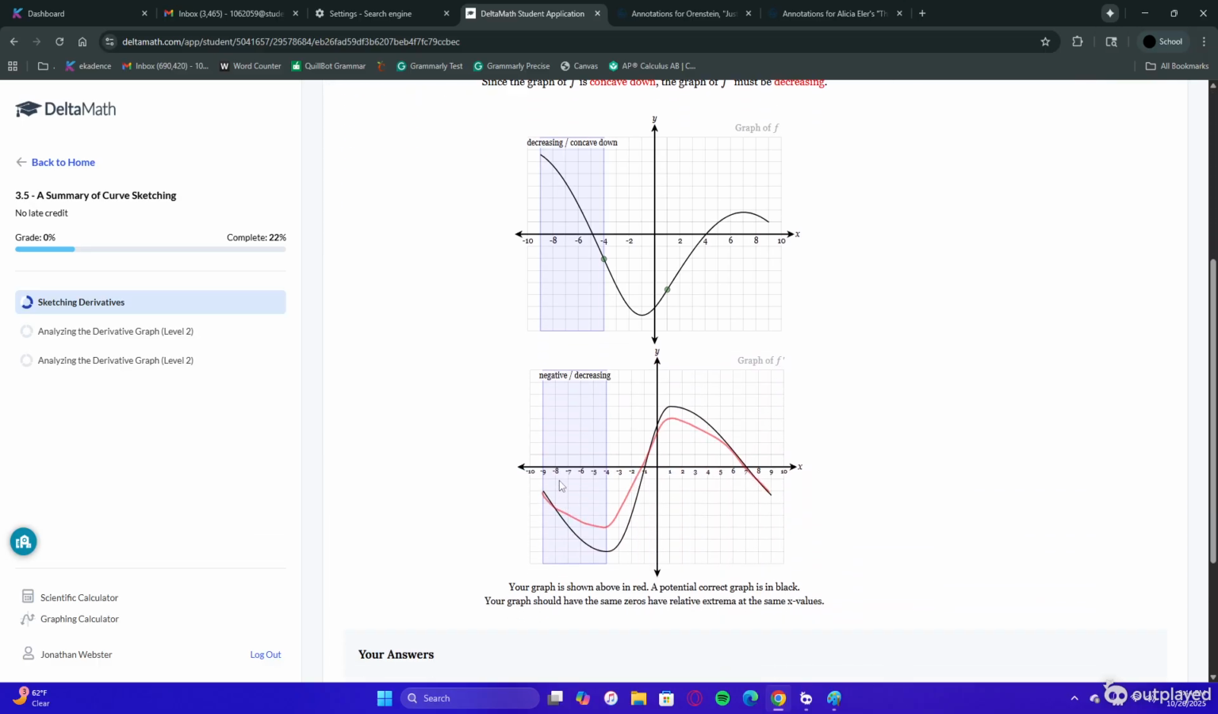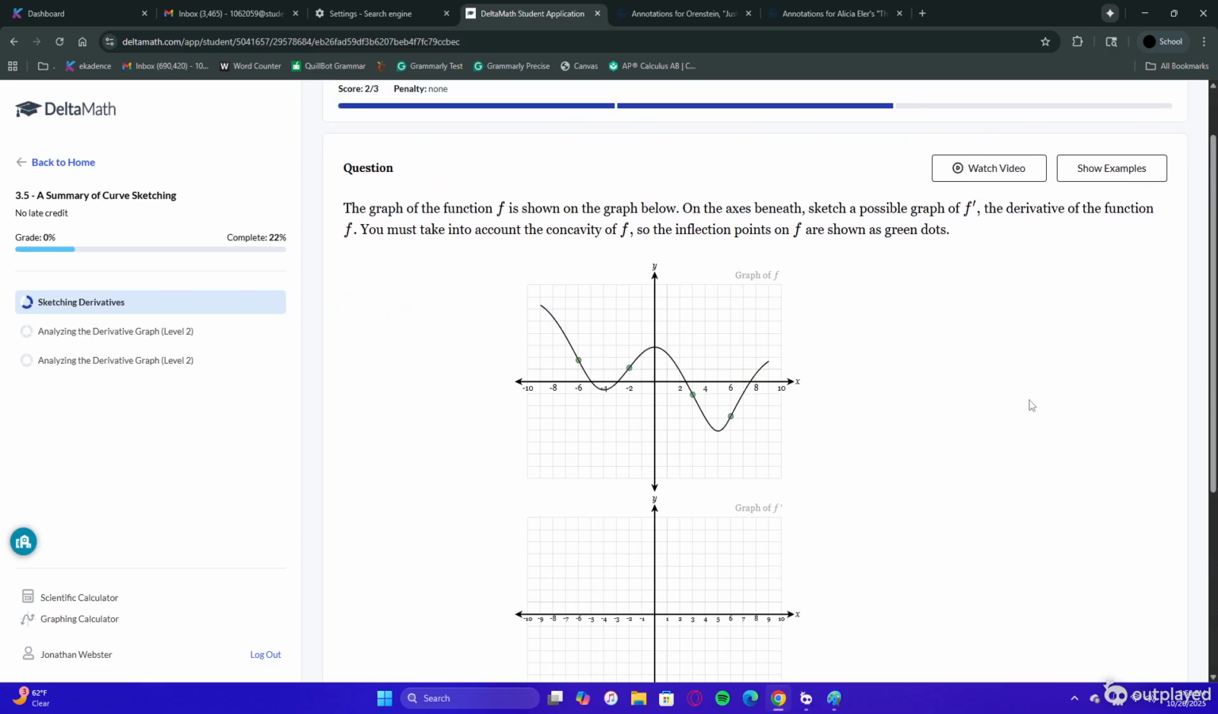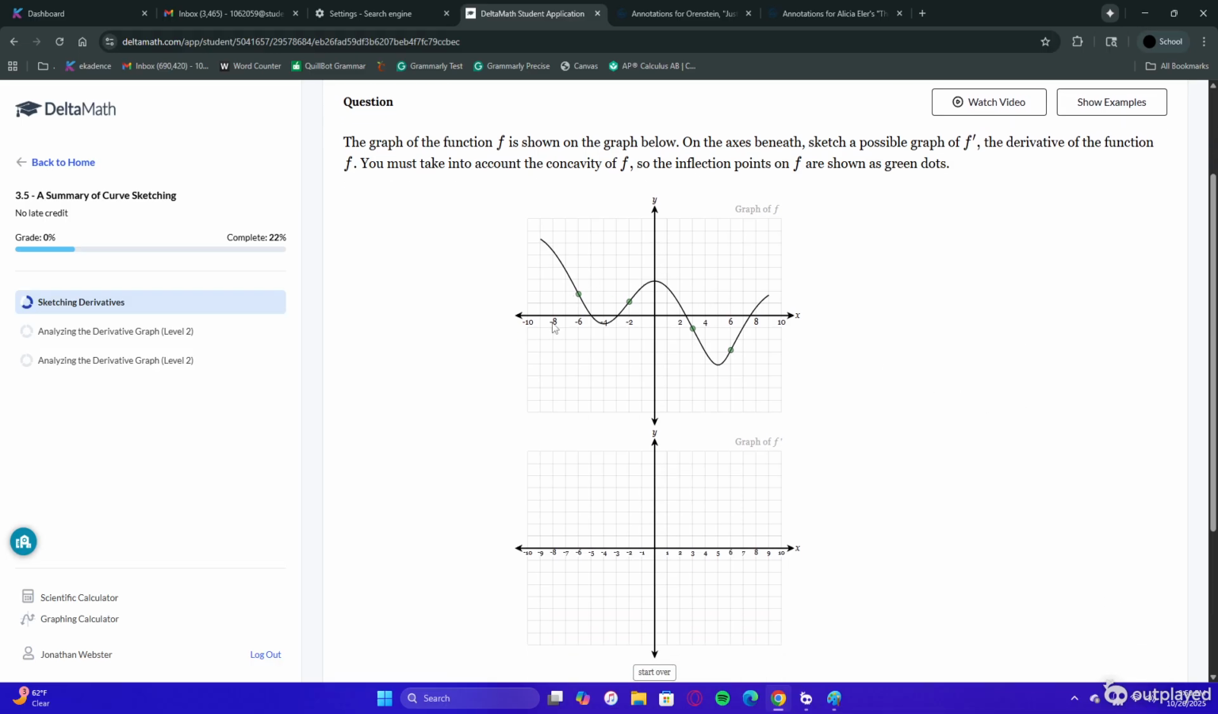Now you can see that my answer might not be like perfect x values and everything, but as long as you have the increasing and the decreasing and all of that, you should be good. Okay, now we're given another function f, and we have to sketch f prime again. So first, let's look at our first interval from -9 to -6. You're going to see that f is decreasing and it's concave down. So what that means is that f prime is going to be below 0 and it's going to be decreasing.